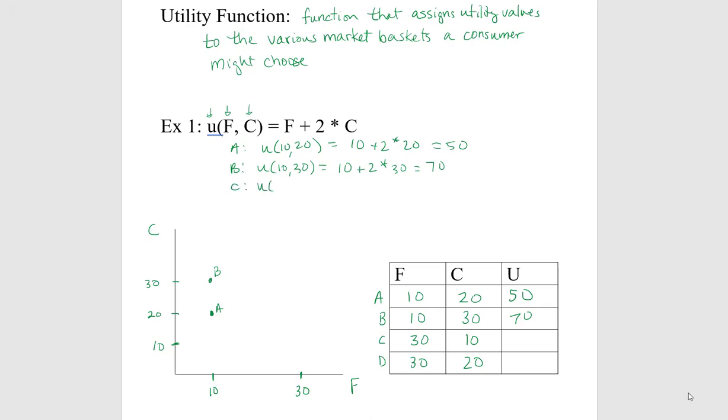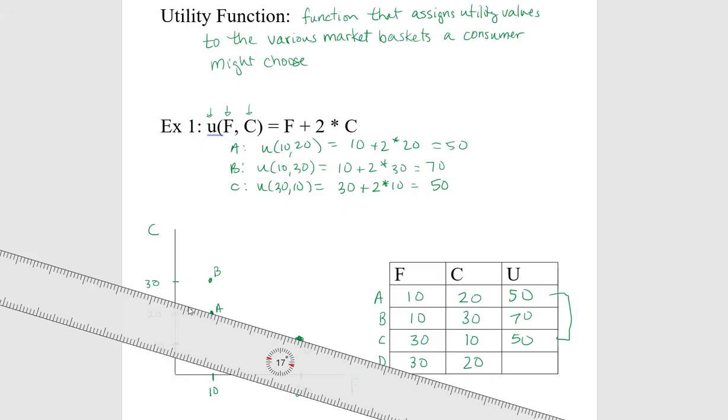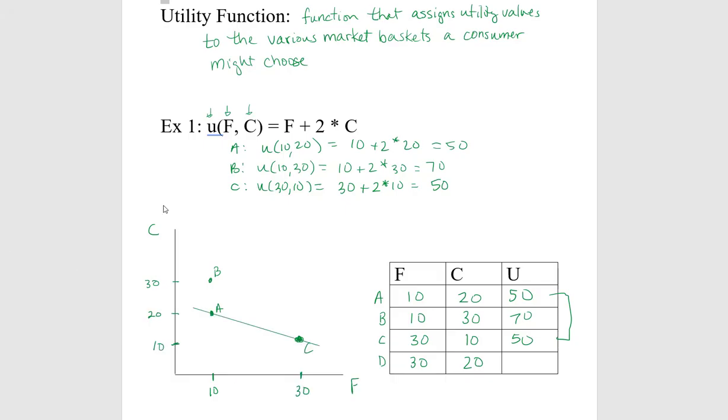Point C is 30 and 10, so 30 plus 2 times 10, that's 50 units of utility. Notice A and C have the same utility. So when I plot the point 30 and 10, that point C, that's going to be on the same indifference curve as A. So we'll grab our trusty dusty ruler here, and we'll drop in a line. That line represents the indifference curve or utility curve where utility is 50. I know it's a straight line here because I have F plus 2 times C equals some number. So I could rearrange that as F is a function of C or C is a function of F, and it would be a straight line function.